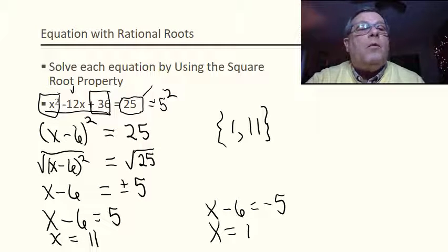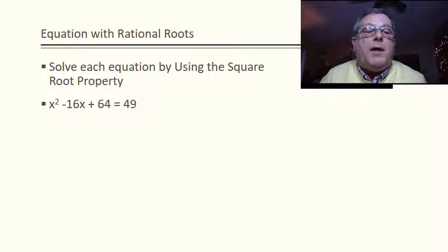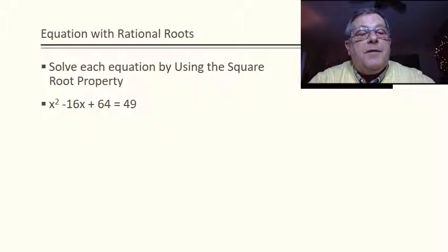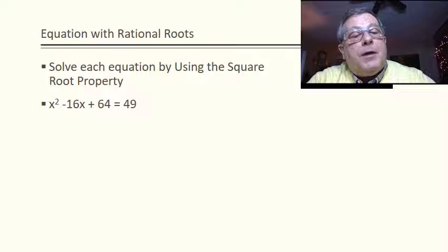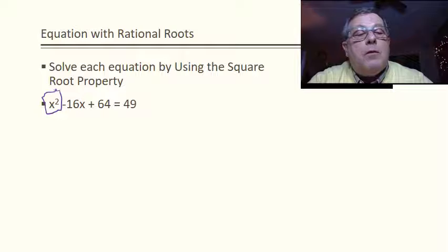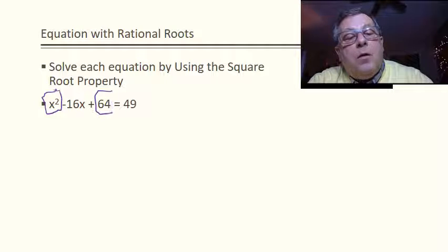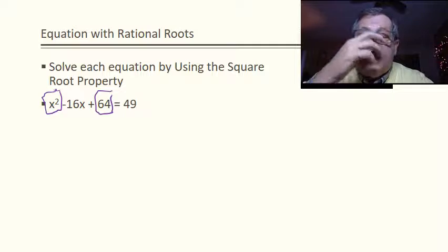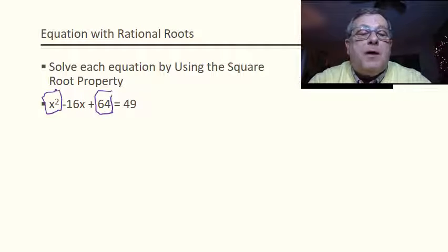All right, we're going to look at one more, solving an equation using the square root property. So again, we're being asked to solve each equation using the square root property. And we've got this quadratic equation, x squared minus 16x plus 64 equals 49. Well, I'm looking again at this first term of the quadratic. That's a perfect square. x times x is x squared. And here at 64, plus or minus 8: negative 8 times negative 8 is positive 64, and positive 8 and positive 8 is also 64.